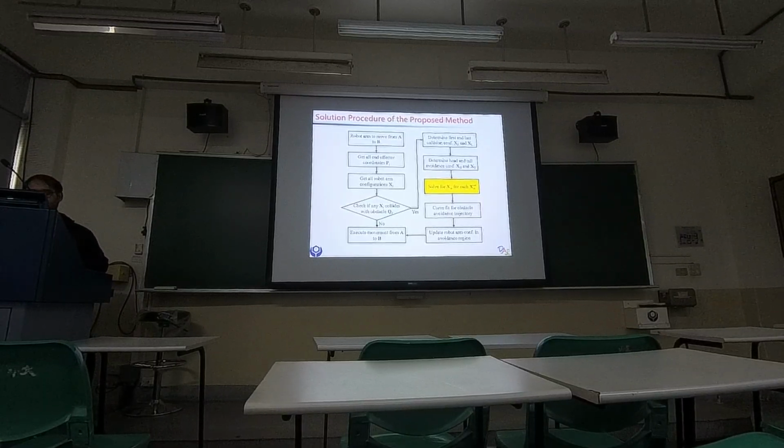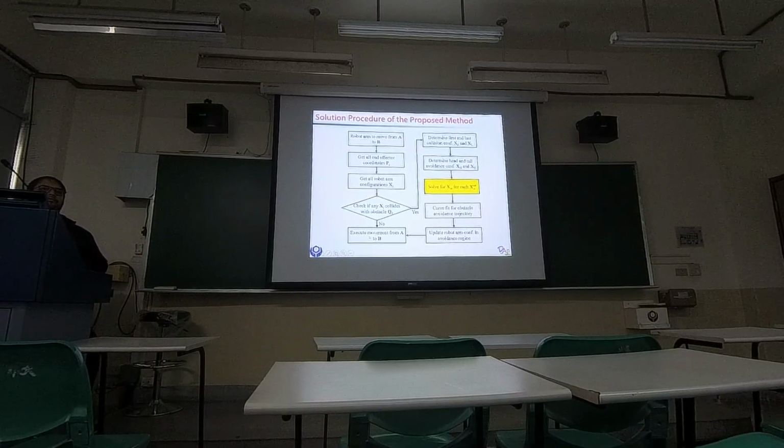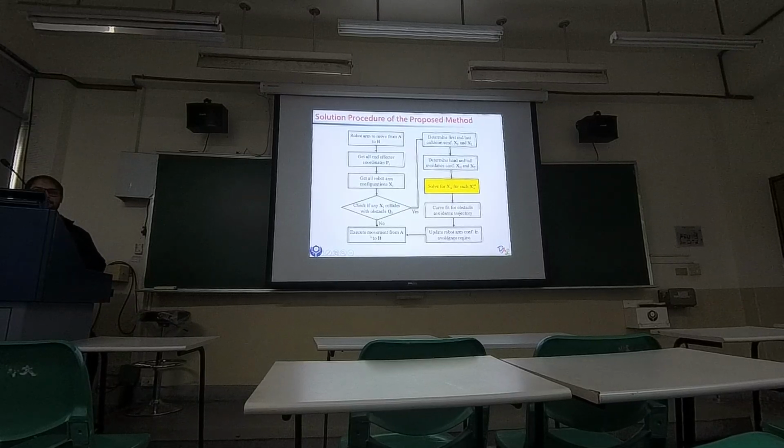And the curve will be fit for the obstacle avoidance trajectory. And it updates the robot configuration for the avoidance region and executes the movement from A to B. So this is actually the procedure of trajectory planning using Newton's method.